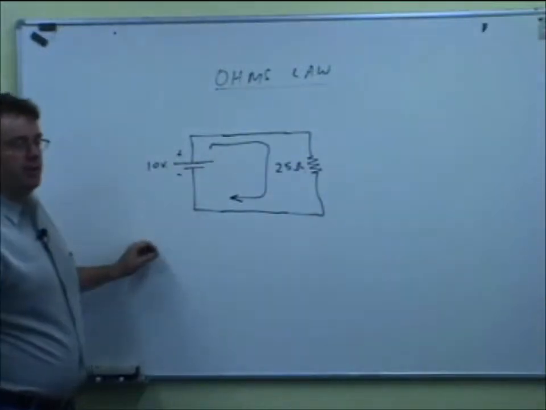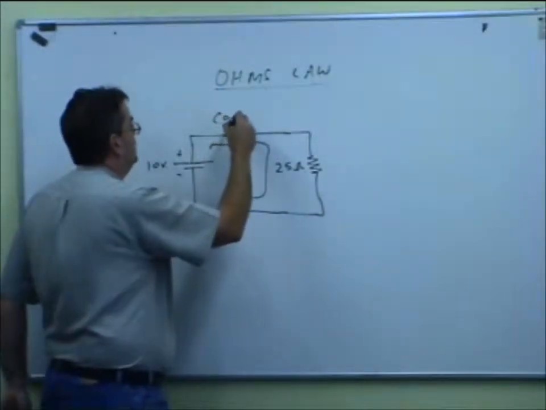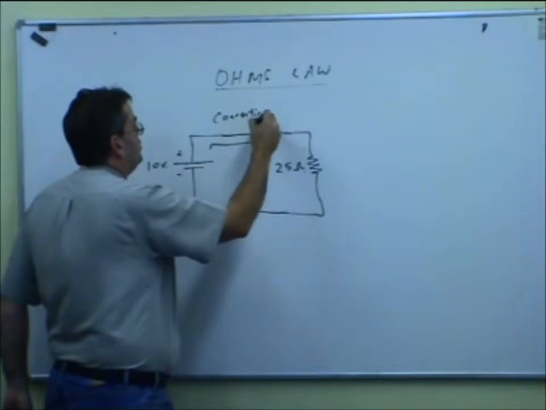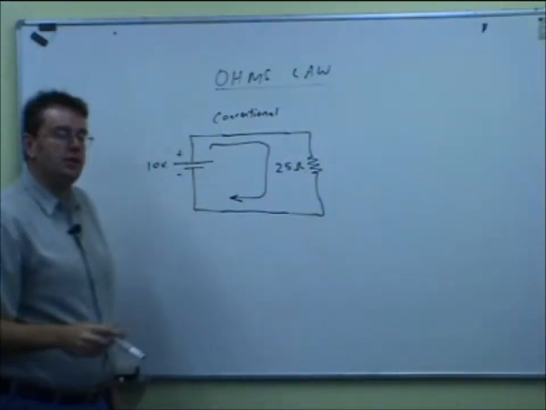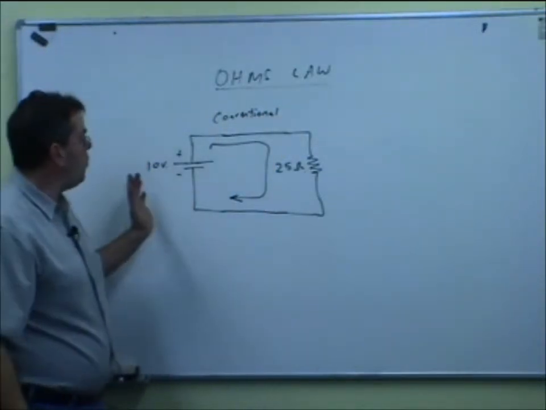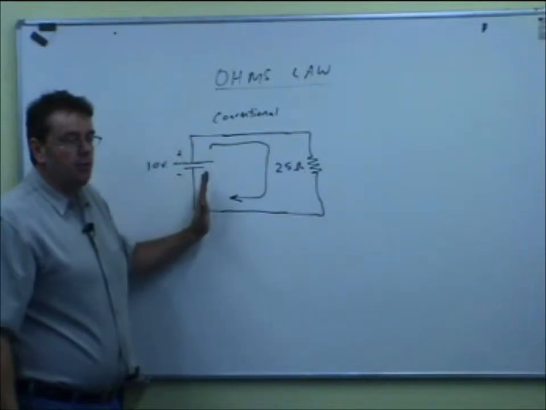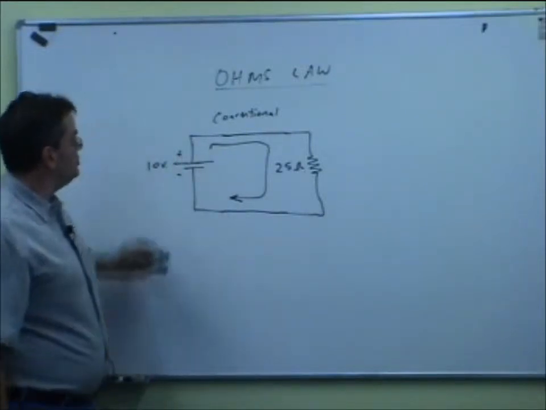And that's what's called conventional current. Now, it's a sort of nonsensical term. There's no current flowing in that direction at all. The electrons are going the other way. The reason it's important is later on we'll come on to things called diodes.